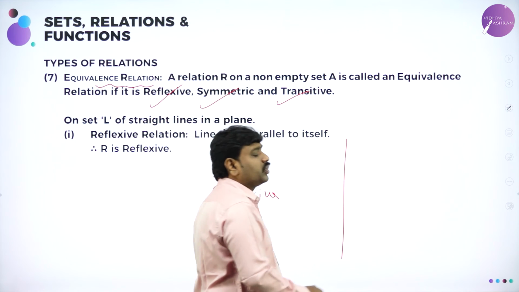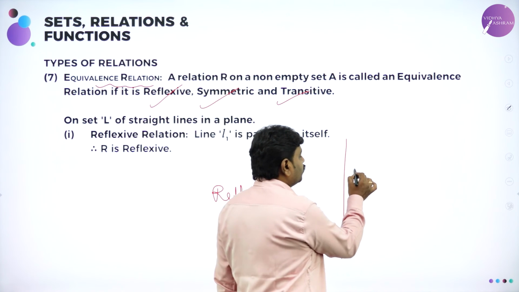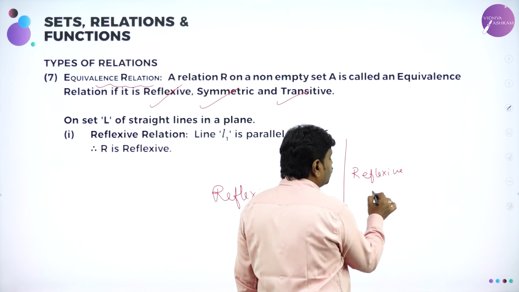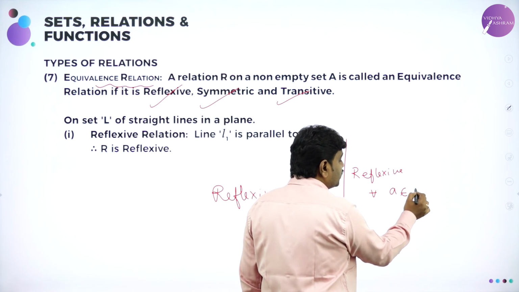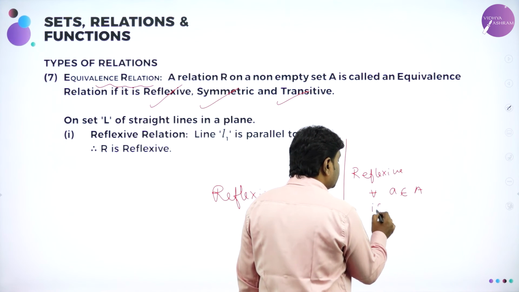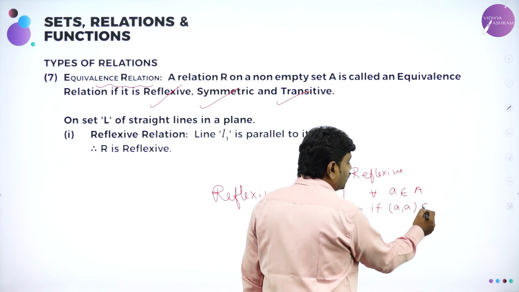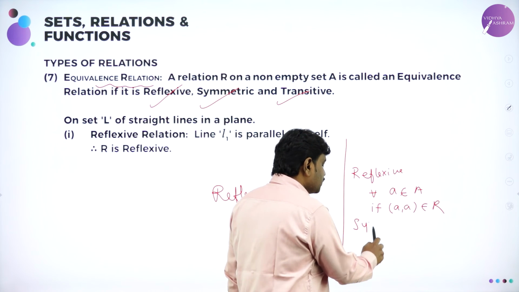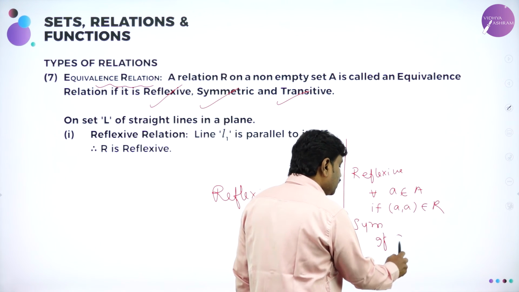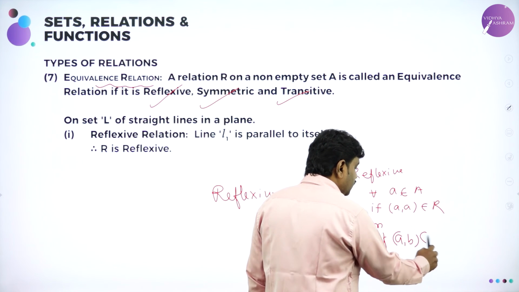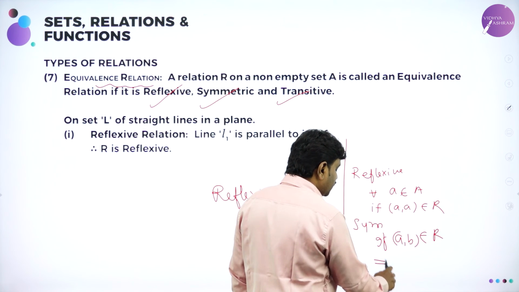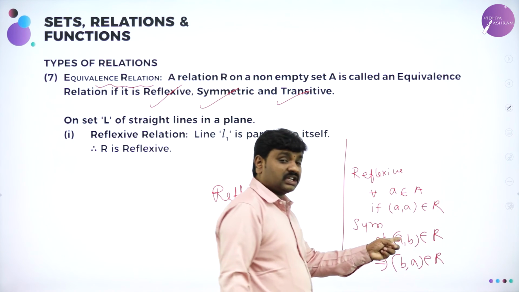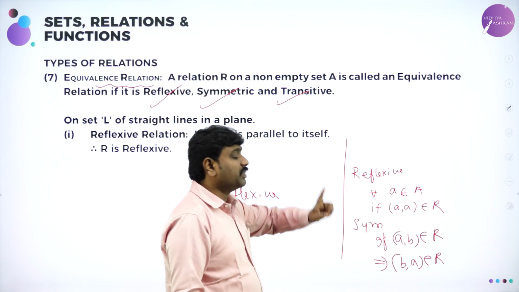If I ask you to prove equivalence, first you should prove what? Reflexive. What is reflexive, my dear students? Reflexive means what? For all A belongs to the given set, if A comma A belongs to R, then we say R is reflexive. What is symmetric? Symmetric means what? If AB belongs to R, implies its reverse, BA should belong to R. If the first element is related to the second, then the second should be related to the first, then we say symmetric.